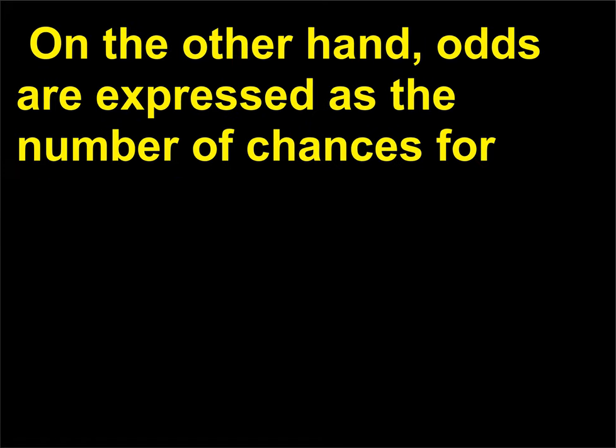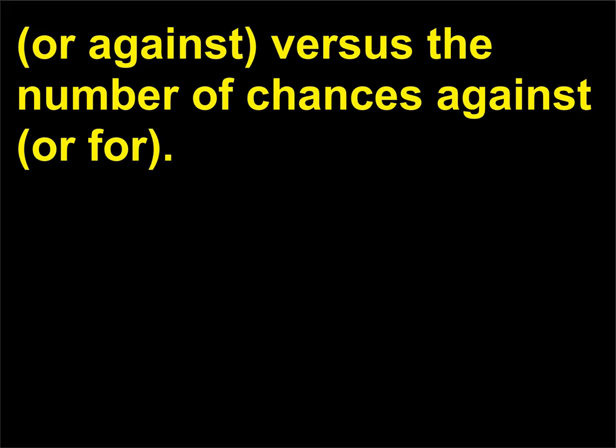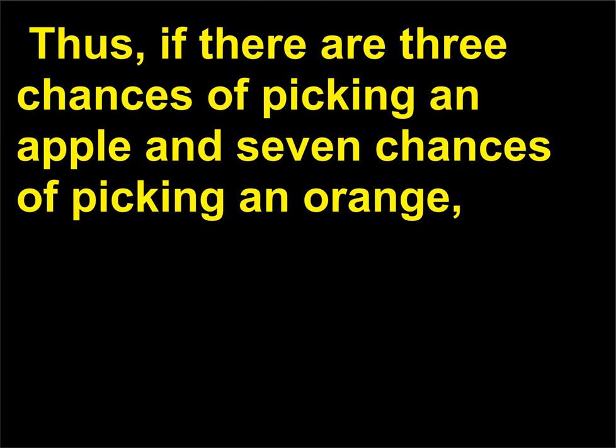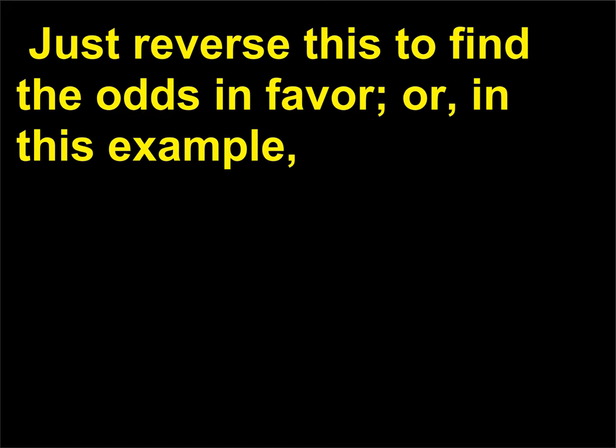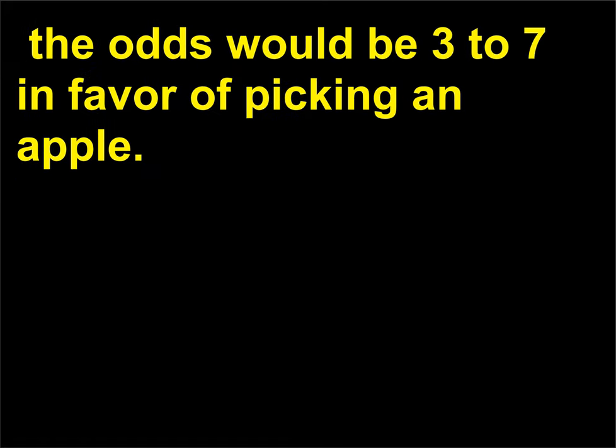On the other hand, odds are expressed as the number of chances for, or against, versus the number of chances against, or for. Thus, if there are 3 chances of picking an apple and 7 chances of picking an orange, the odds are 7-3 against you picking an apple. Just reverse this to find the odds in favor, or, in this example, the odds would be 3-7 in favor of picking an apple.